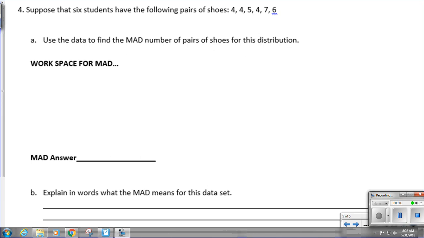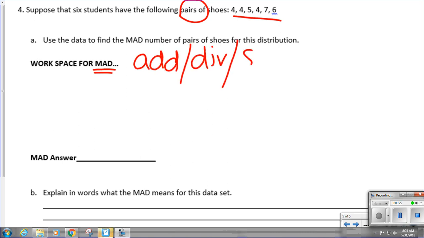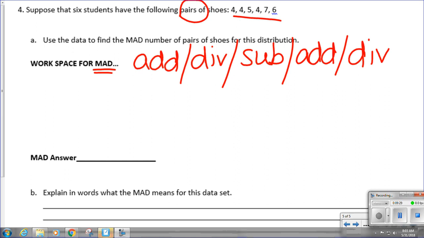Question 4. Suppose that 6 students have the following pairs of shoes. Here are the sizes. The pairs. Don't overanalyze the word pairs. Doesn't mean you have to double everything. Use the numbers that are there, but this time I'm finding MAD. So this is add, divide, subtract, add, divide. Those are all the steps required to find MAD.